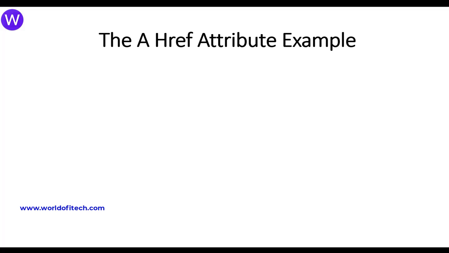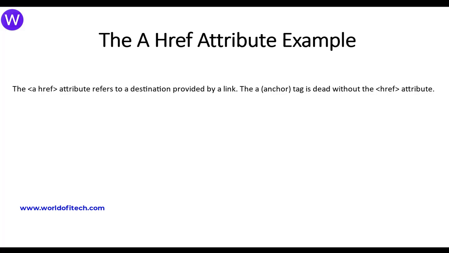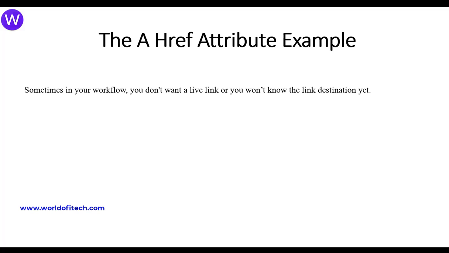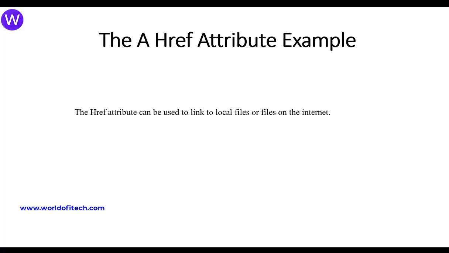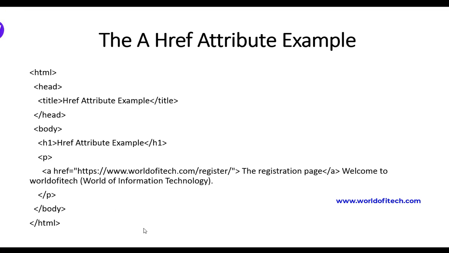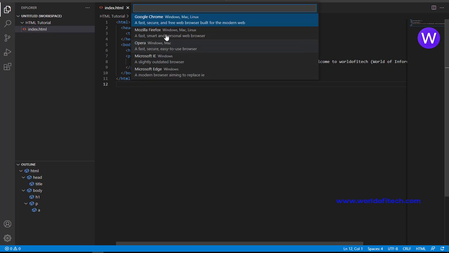The href attribute example. The href attribute refers to a destination provided by a link. The a anchor tag is dead without the href attribute. Sometimes in your workflow you don't want a live link or you won't know the link destination yet. For this situation, it's useful to set the href attribute to hash to create a dead link. The href attribute can be used to link to local files or files on the internet. For example, you can see, right click, open in other browsers, Google Chrome.